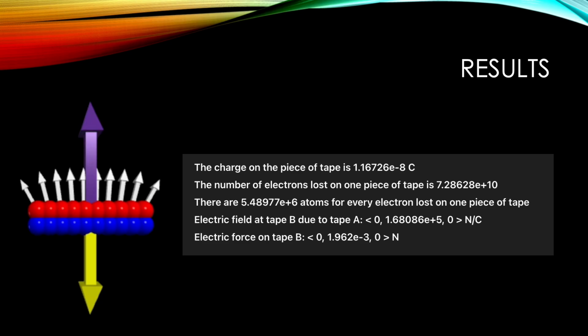Electric field at point B due to tape A is 0, and then 1.68086 × 10^5 newtons per coulomb, and the electric force on tape B is 1.962 × 10^-3 newtons.